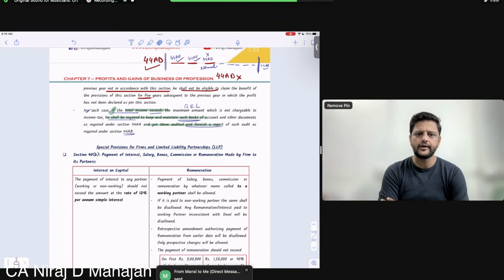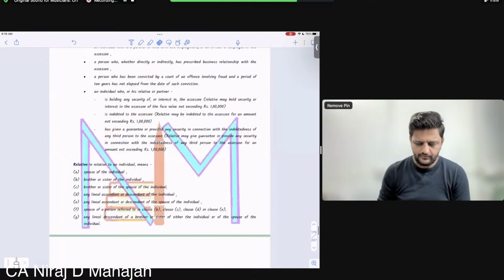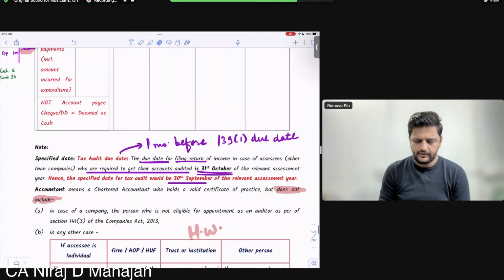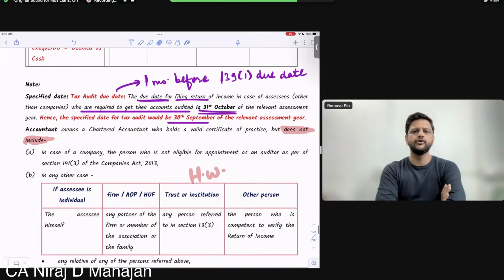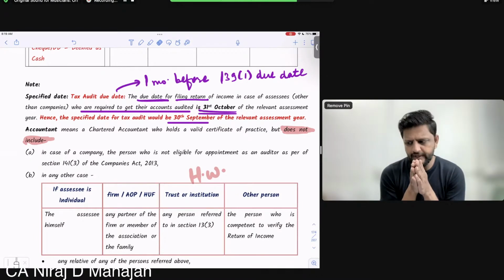But right now, currently, the tax audit due date as per law is 1 month before the ROI due date. If you read properly in 44AB, check here. Tax audit due date is 1 month before ROI due date, and currently the ROI due date is 31st October. So 1 month before 31st October is 30th September. So there are two due dates right now.